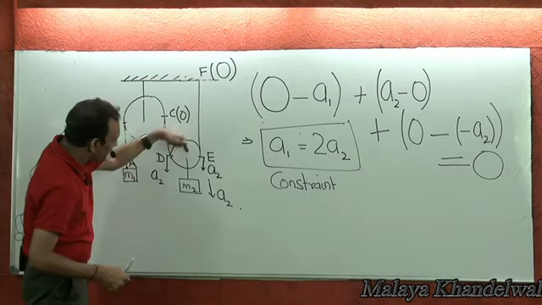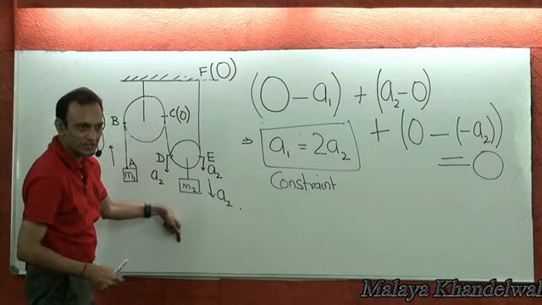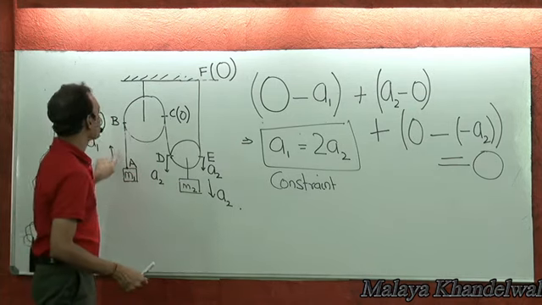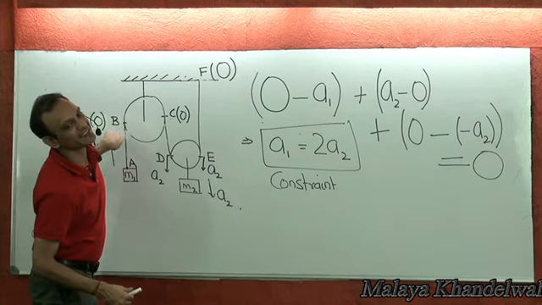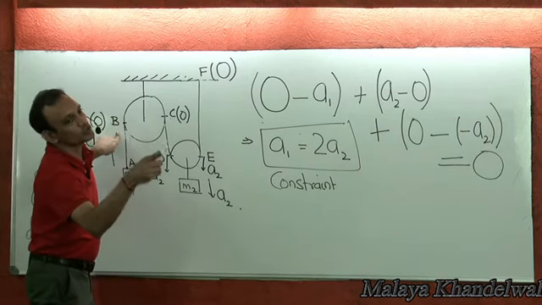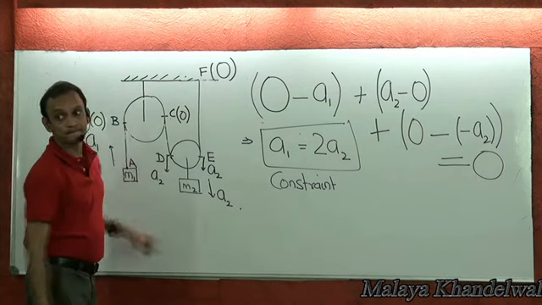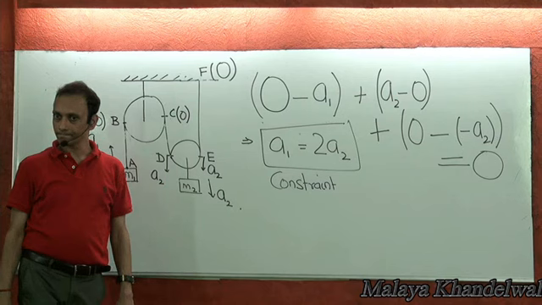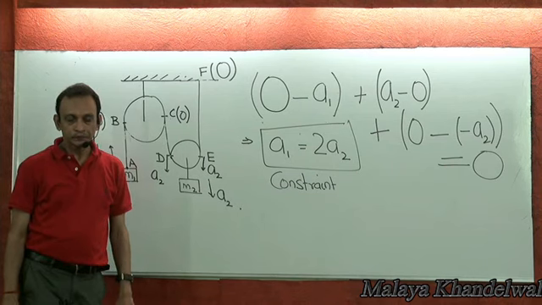Right? So if this pulley is known to have an acceleration of 3 meters per second squared downwards, this would have an acceleration of 6 meters per second squared upwards. Yes or no? Clear? All's good?